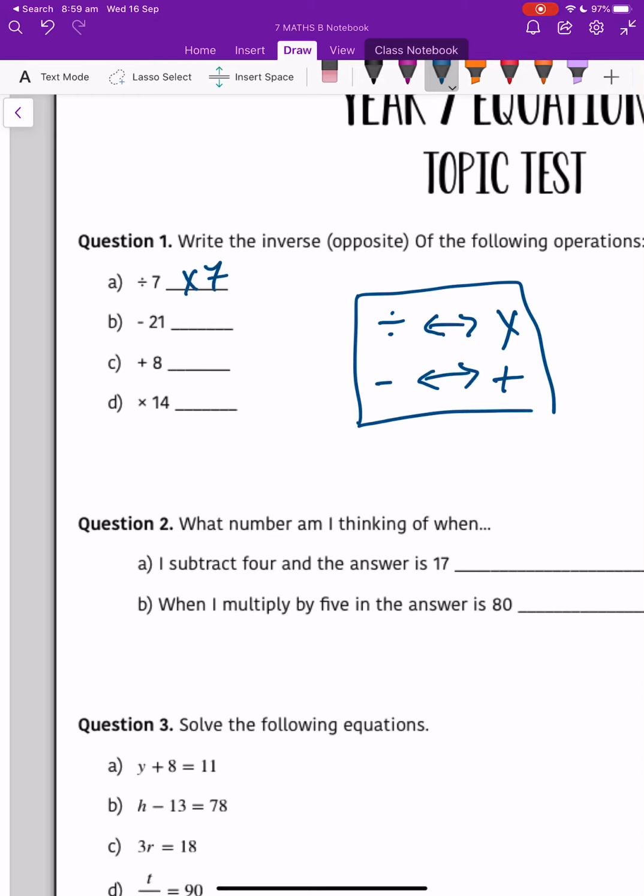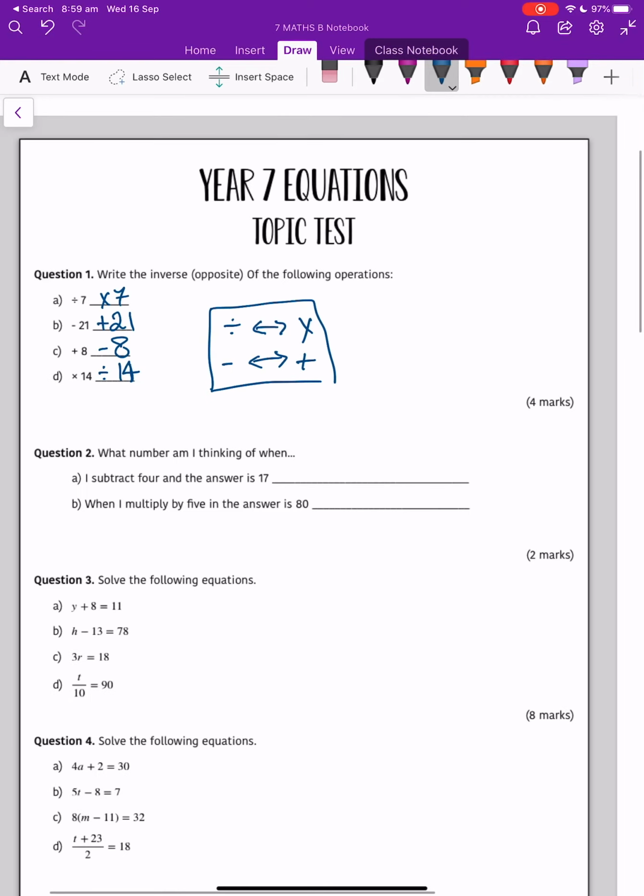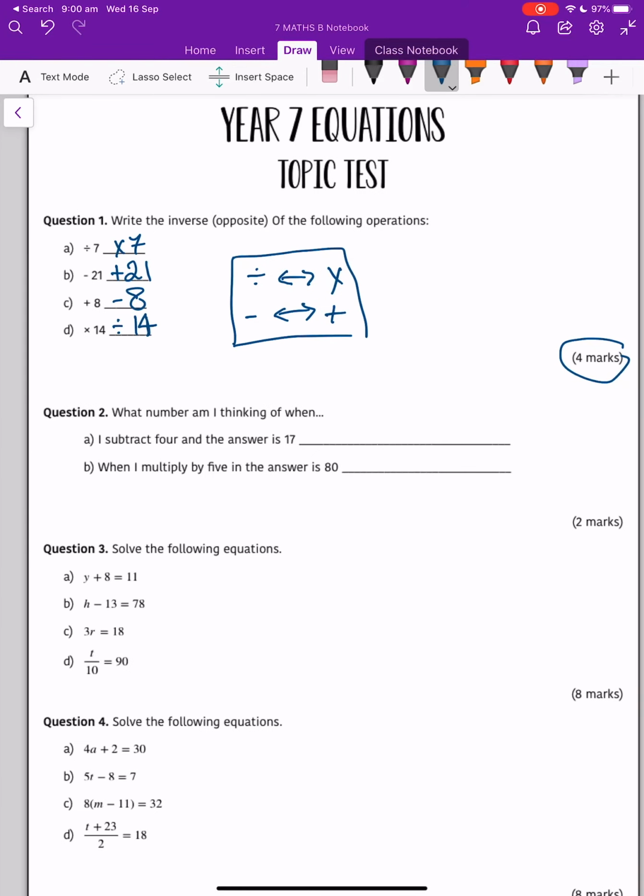The opposite of subtract 21 is to add 21. The opposite of adding 8 is to subtract 8. The opposite of multiplying by 14 is to divide by 14. Now, if you got all of those answers, you would get 4 out of 4 marks for this question.